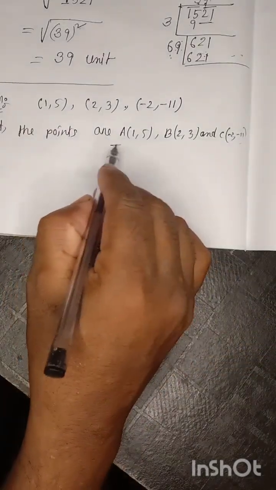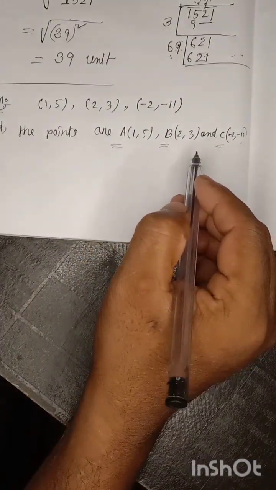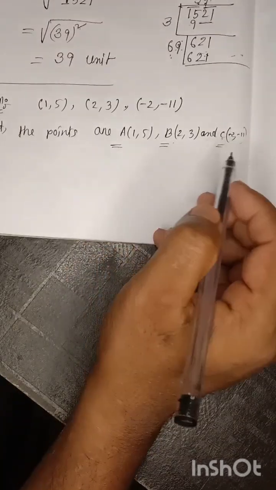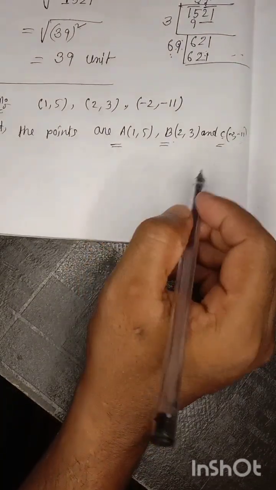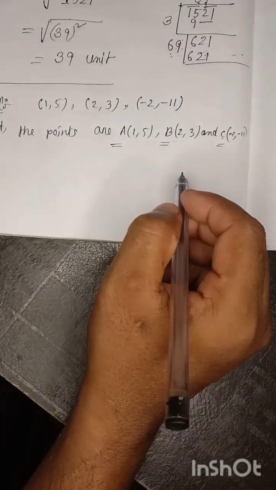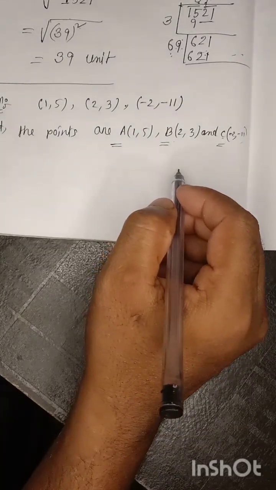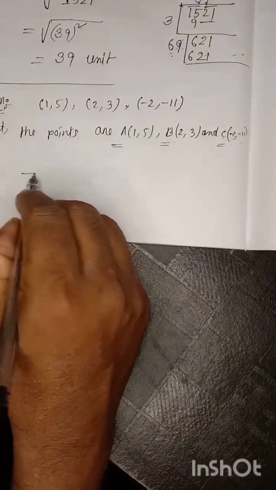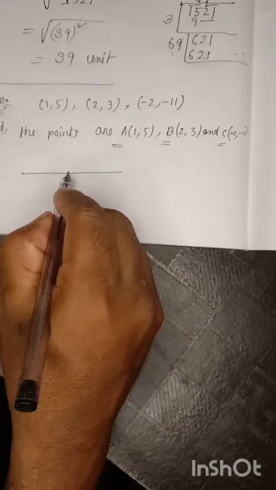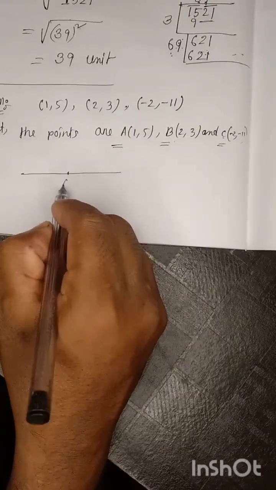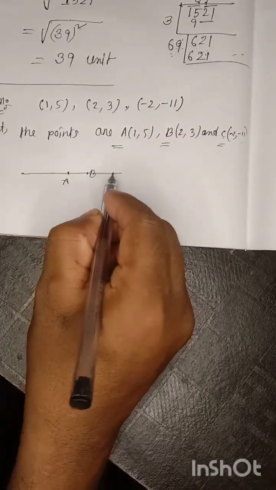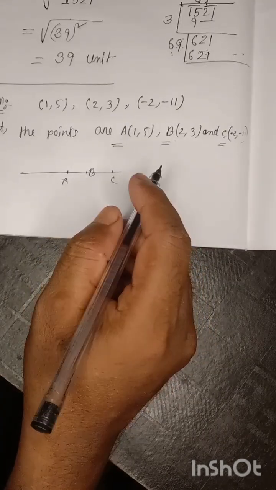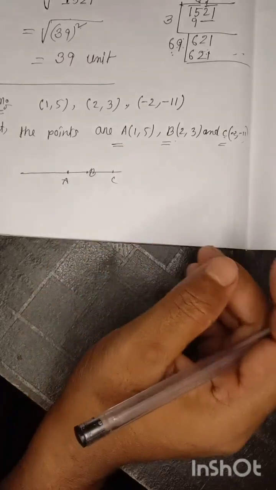In place of A, B or C, you can take another point name, maybe P, Q or R, or X, Y, Z. You may take anything. Now we have to find whether these points are collinear or not. Collinear means the points exist on a particular line. If A is there, then B and C should be on that same line. Then it is called collinear. Understand?